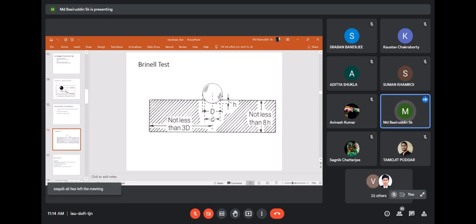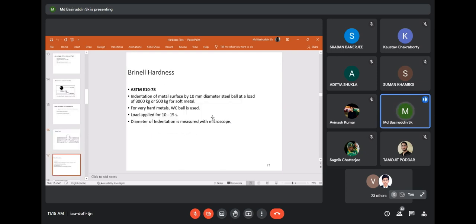If your small d by capital D ratio lies within this particular range, then you can certainly say that your test result is quite accurate. And whenever you go for comparison, like three different steels, and you want to compare which one has the higher VHN value and which one has the lower VHN value, then you have to check all three cases. The small d by capital D ratio should be within this particular range, like 0.25 to 0.5.